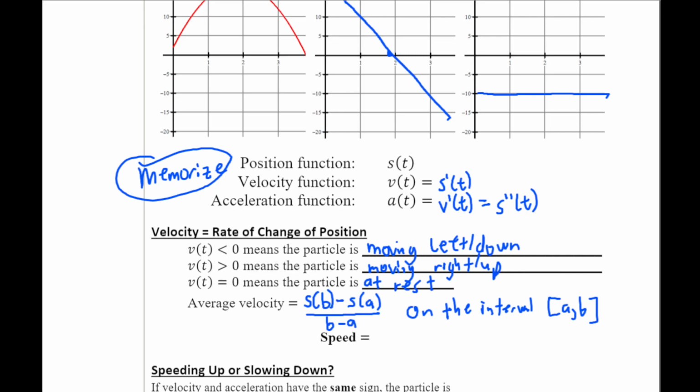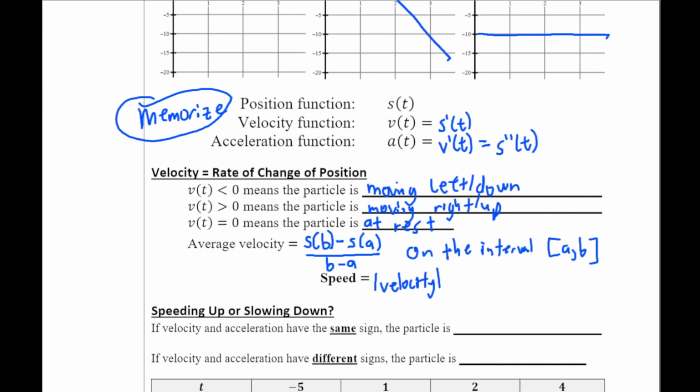And speed is just the absolute value of velocity. So if you had a velocity of -5, speed would just be the positive version of that, which is +5. If velocity is +10, it's positive already, so the speed is also +10. Again, these are very important to memorize. Gotta memorize all these. I cannot stress the importance of understanding everything in this lesson.